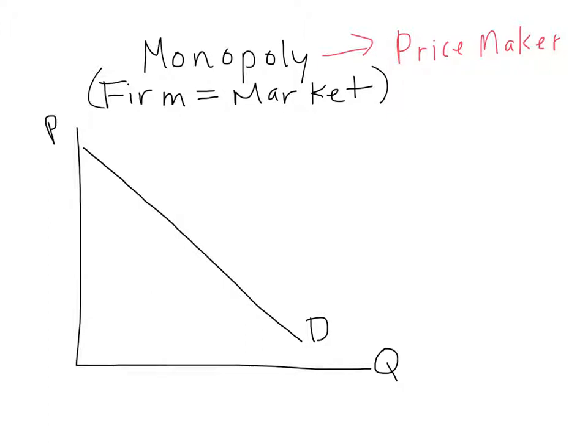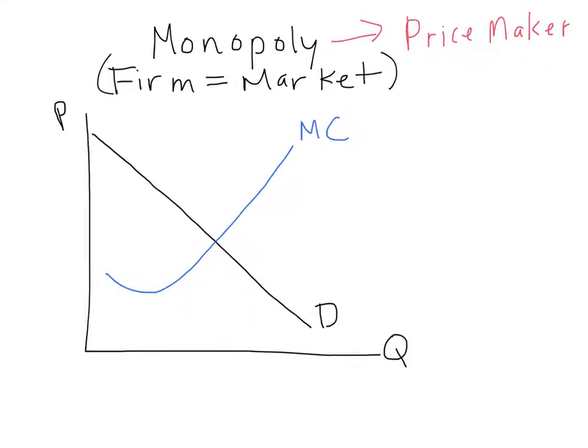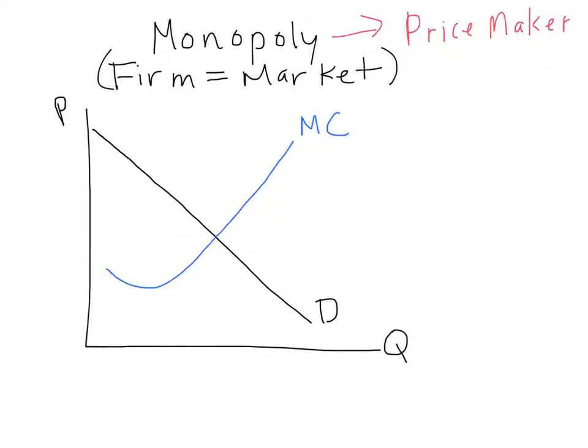The next thing we're going to add to this graph is the monopolist's marginal cost curve, which we're going to put in a typical shaped marginal cost curve here. Next, we're going to add a marginal revenue curve. Now, remember that the competitive firm had a marginal revenue curve that was just equal to the demand curve. That is not going to be the case for the monopolist. For the monopolist, they are going to have a marginal revenue curve that looks something like this.